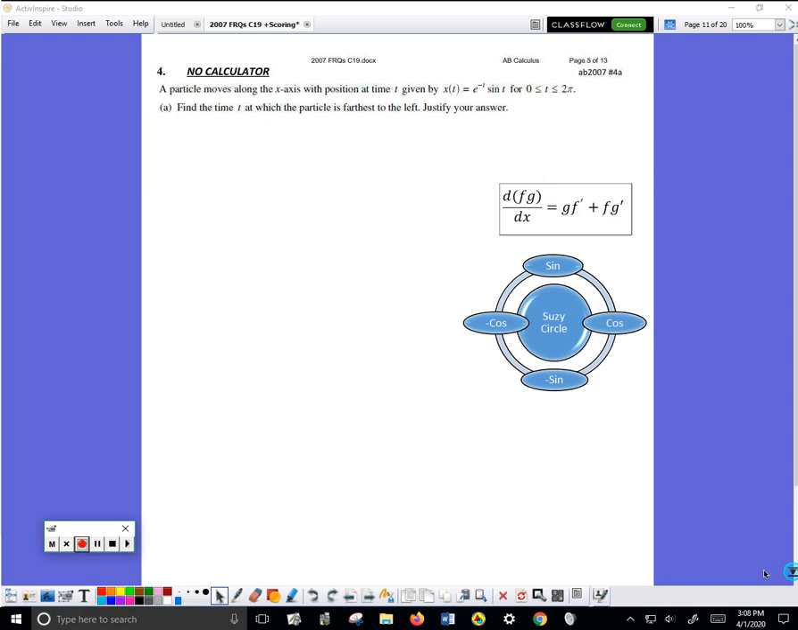Okay, problem number 4. Again, this 2007 FRQ is a really good example of don't rush, just go deliberate. You're not trying to get all the points, you're trying to get what points you can.